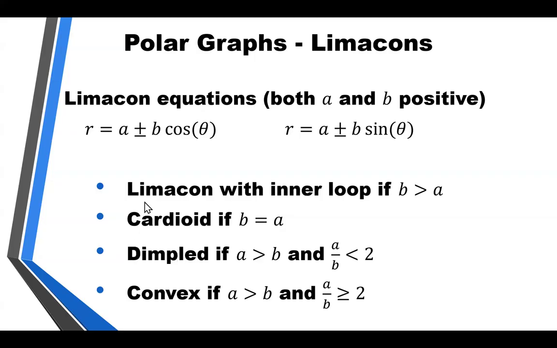And then obviously, if A is bigger than B, if our constant is bigger than our coefficient, then it could be dimpled or convex. It's convex if the ratio is 2 or more. It's dimpled if that ratio is less than 2. So if A, the constant part, is bigger than B, but the ratio is less than 2, then it's a dimpled limaçon. And if it has ratio bigger than or equal to 2, then it's convex.